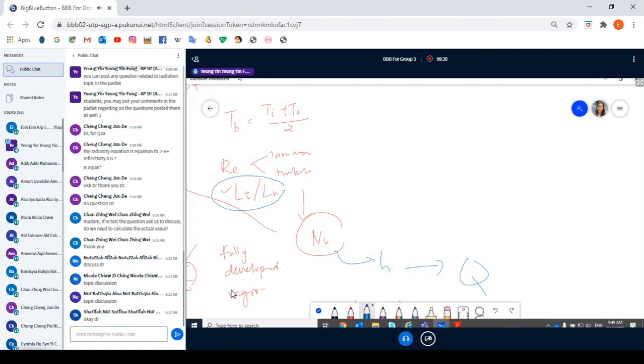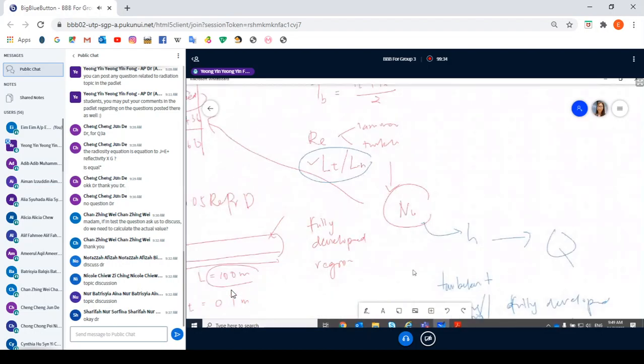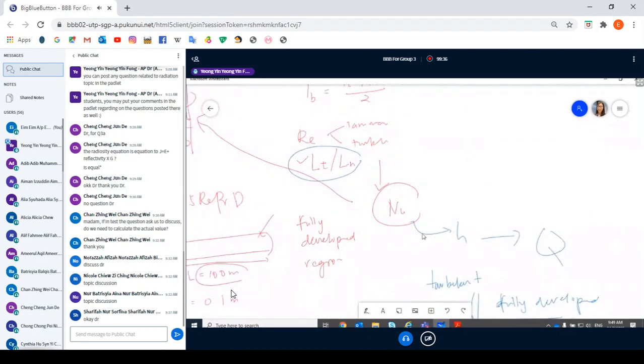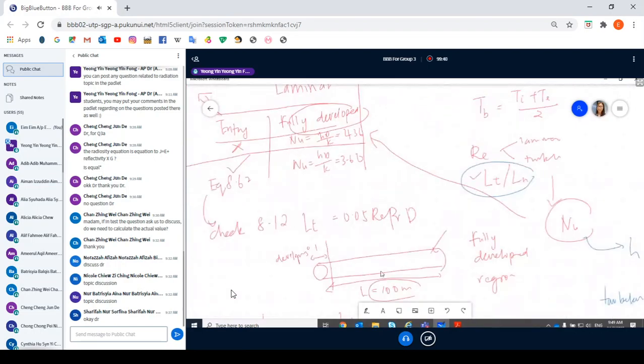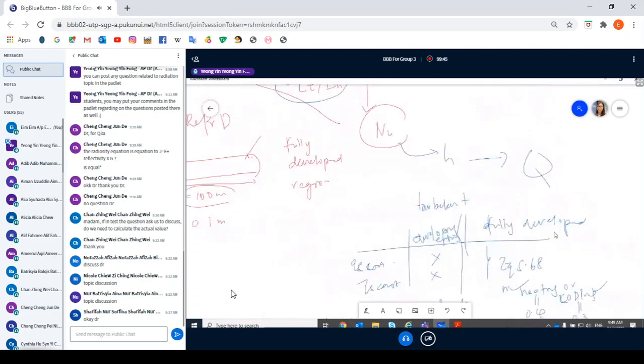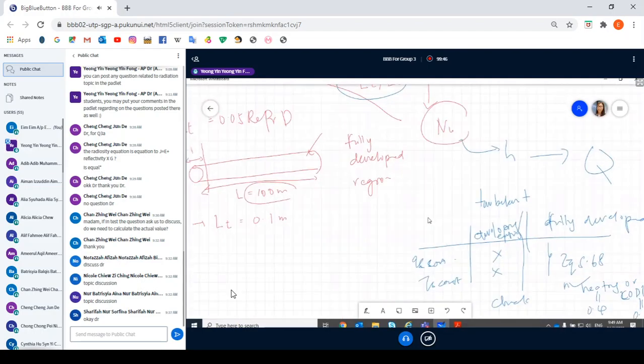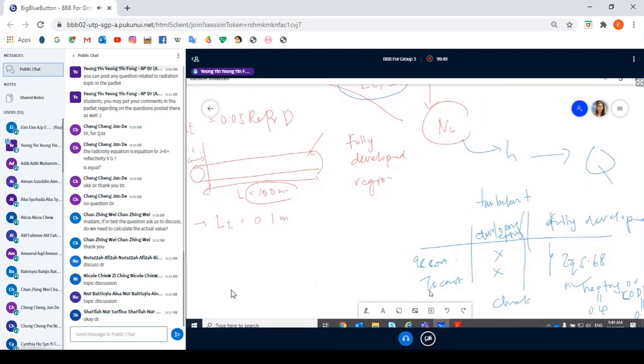Okay, this is the way to do the calculations. This is the heart of internal forced convection: the entrance region, the fully developing region, the laminar flow Nusselt correlations and the turbulent flow Nusselt correlation. This is the heart of chapter 8. Any questions? I believe you all know the correlations. You just refer to the slide.